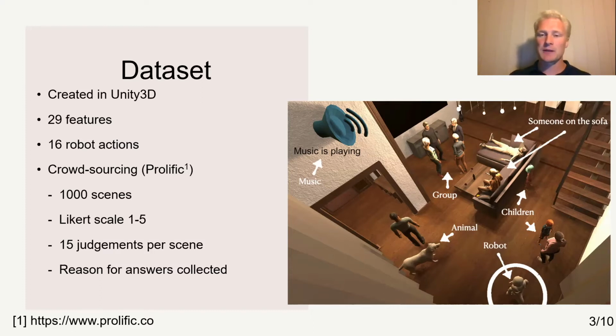To label the appropriateness of these actions, we used the crowdsourcing platform Prolific. We were able to label 1,000 different scenes, where we asked annotators to indicate on a scale from 1 to 5, where 1 is very inappropriate and 5 is very appropriate, the social appropriateness of the 16 robot actions when viewing the scene. We collected 15 different judgments per scene, and we also asked annotators to give a reason for why they answered as they did.